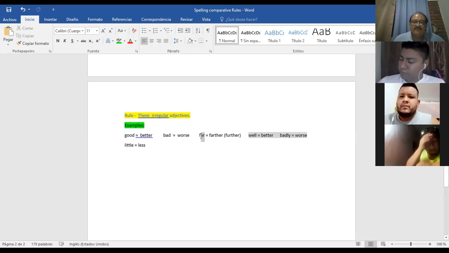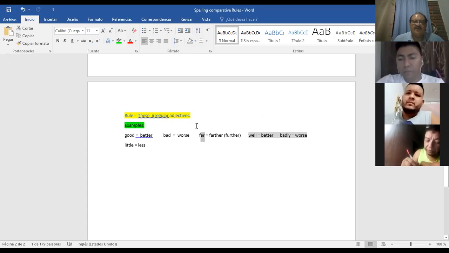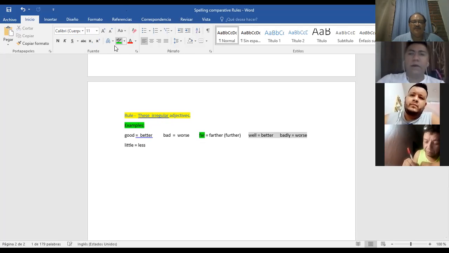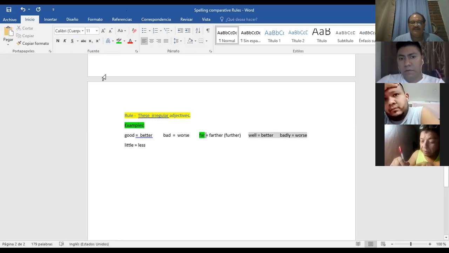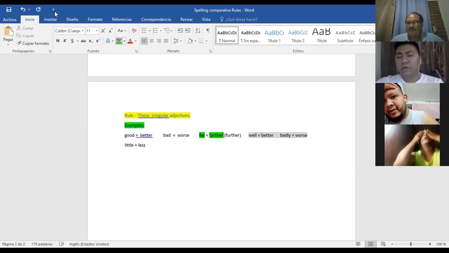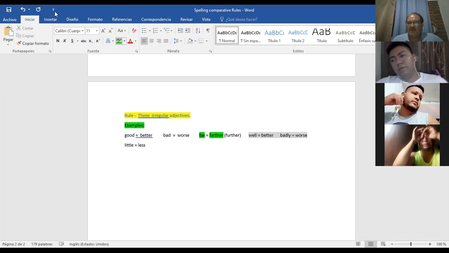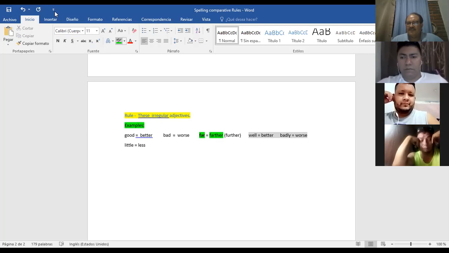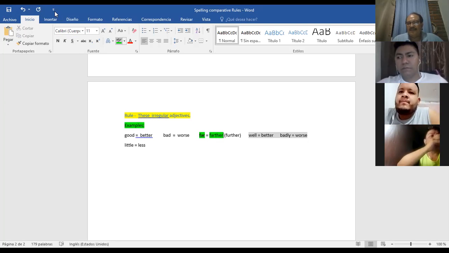Okay, far is for distance. When we talk about far, we talk about distance. You can use, for example, when you say Santa Ana is, well, depends on you. If you are in San Salvador, you can say Santa Ana is far, right? 60 kilometers. Santa Ana is far, but San Miguel is farther. Because from San Salvador to San Miguel is like 160 kilometers, then from San Salvador to Santa Ana, 60. So that would be Santa Ana is far, but San Miguel is farther.